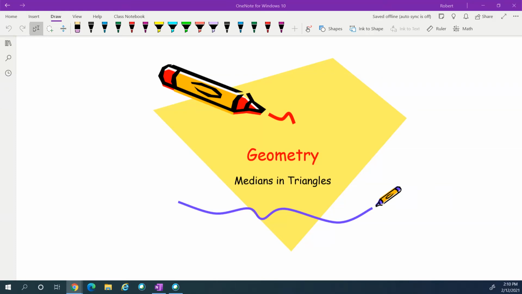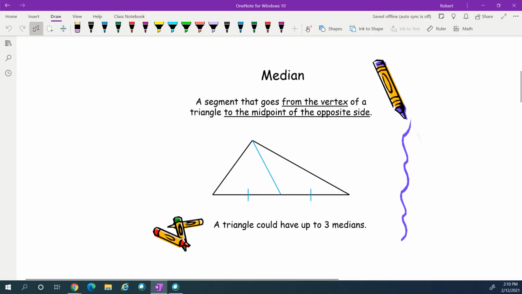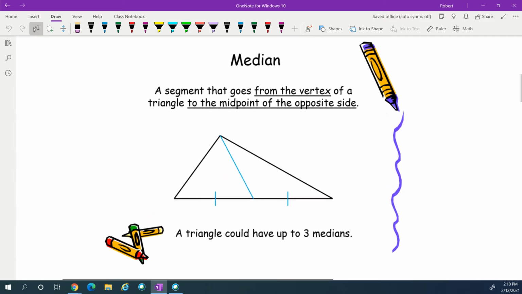Well, moving along with our special segments, the next one up is called a median. So a median in a triangle, by definition, is a segment that goes from a vertex to the midpoint of the opposite side. So the blue segment here is a median. It bisects the opposite side.